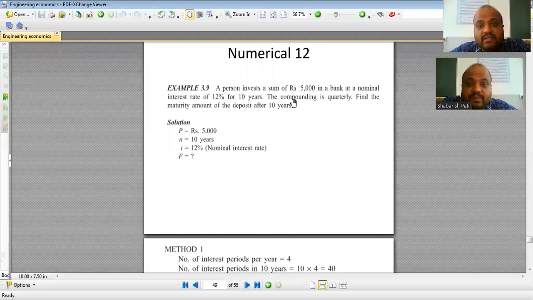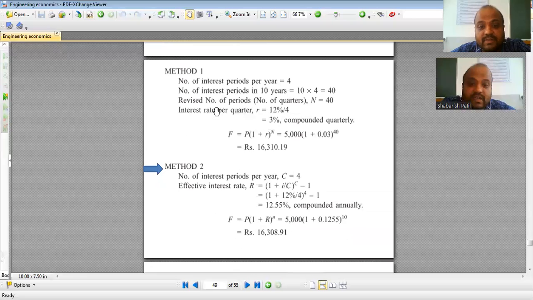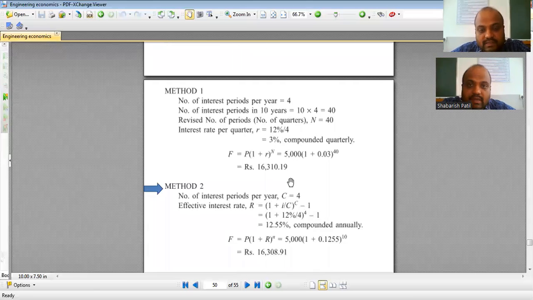Now look at the statement. The compounding is quarterly done. Per year it is 12%. But your effective interest is something else than this 12%. So we'll just check how it is being calculated. I suggest you go with this method too. Your number of interest periods per year, take it as M here. Quarterly, that is 1/4. In the sense, in 1 year you will be compounding it 4 times. So your M is 4.